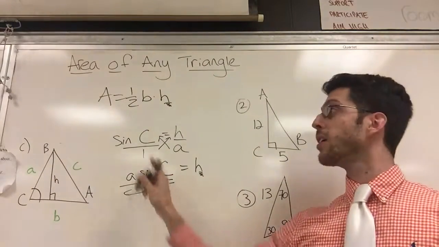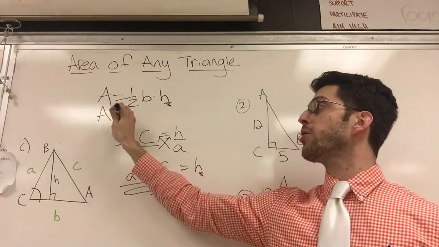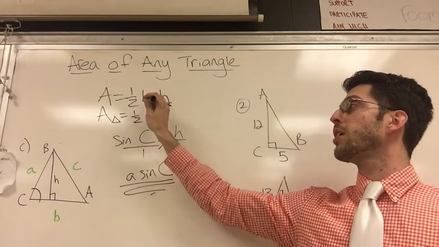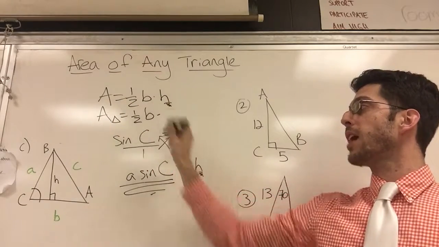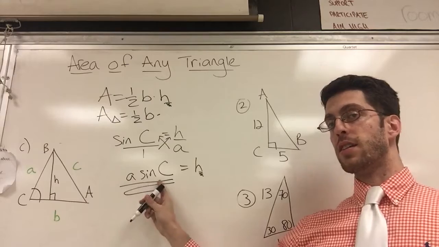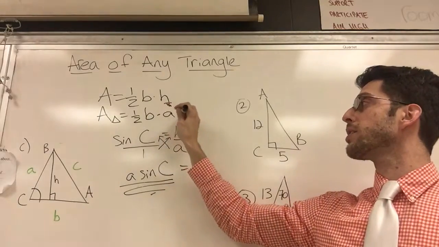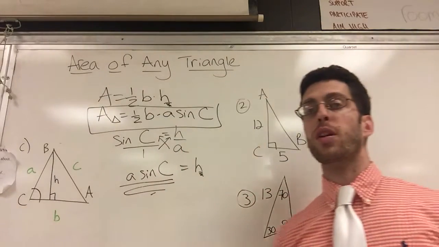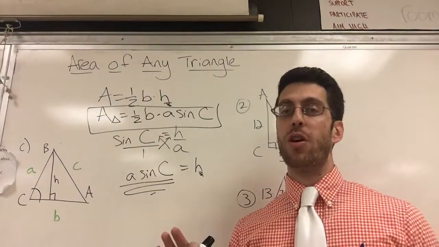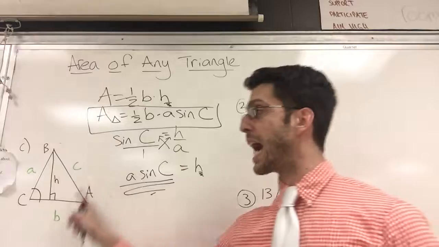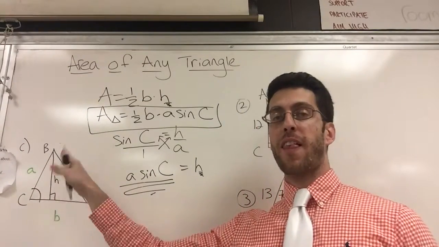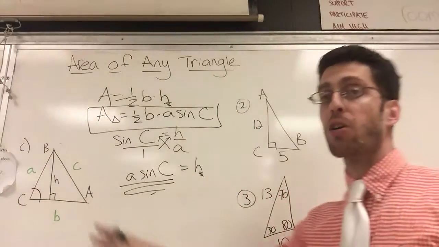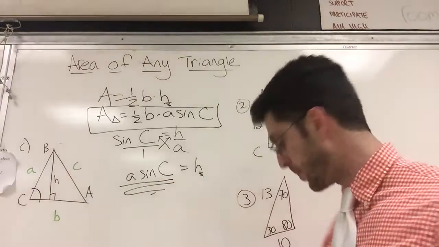So area of a triangle is 1/2 the base times a sine C. Don't write h. This is your formula for the area of any triangle. As long as you have the outsides, you don't even need the height. Back when you were younger, it was, "Oh, what's the height?" Don't need it.